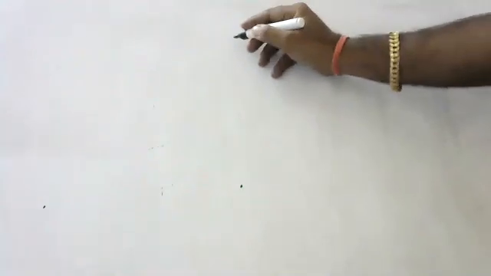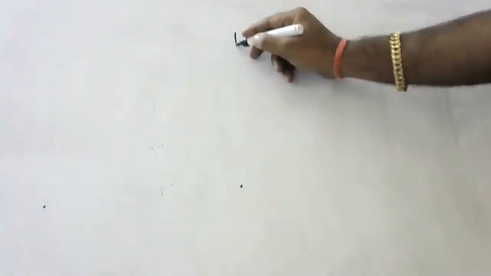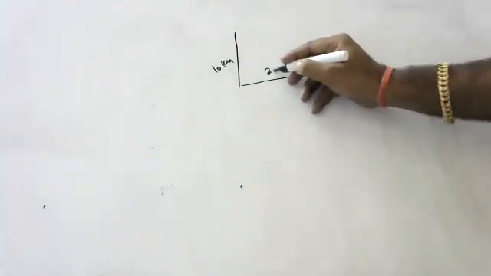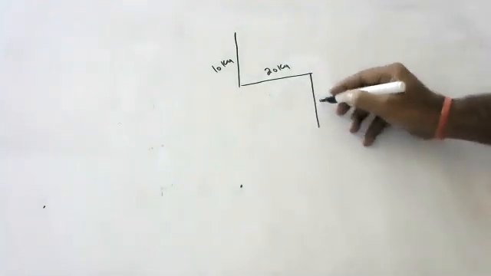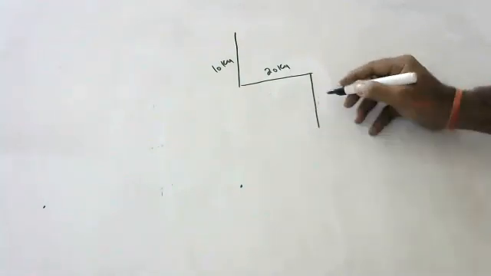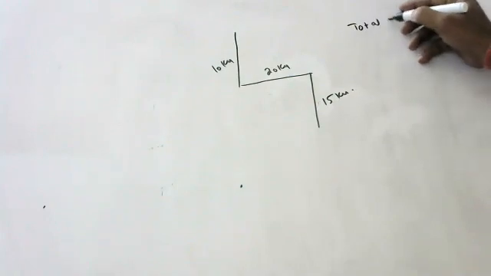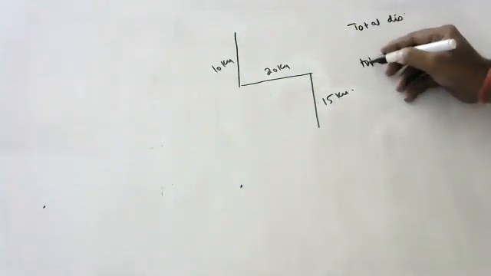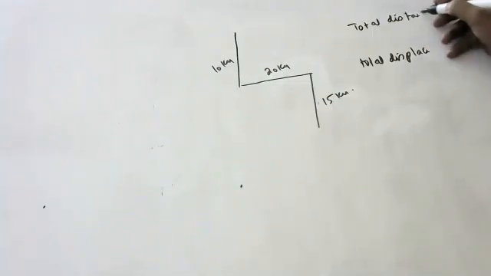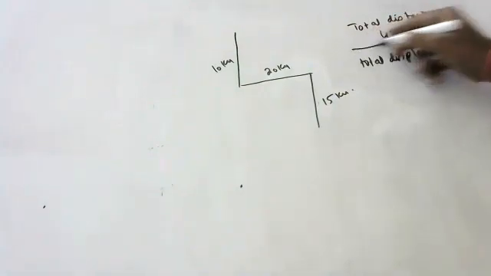Okay, children? Next. Nandika, you tell. Yes, sir. 10 kilometers the body travels, then 20 kilometers the body travels. Okay, not 10 kilometers. This is 15 kilometers. What is the total distance and what is the total displacement? Yes, sir. Total distance is 10 plus 20 plus 15. How much? 45 kilometers.